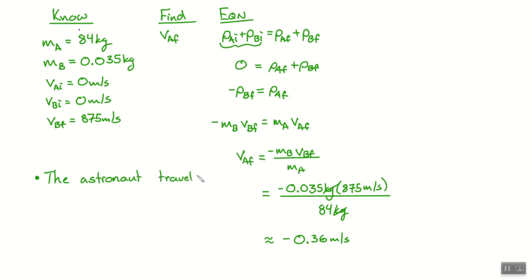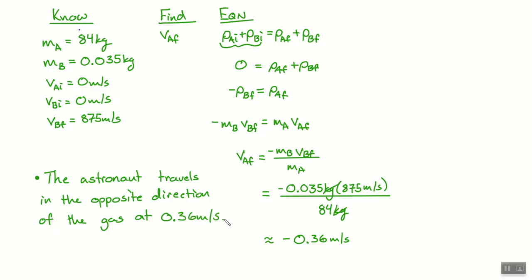So, our final lovely statement: the astronaut travels in the opposite direction. That's what that negative is telling us. Direction of the gas at a cool and collected, and I'm not going to use a negative here because that's what the opposite means, 0.36 meters per second.